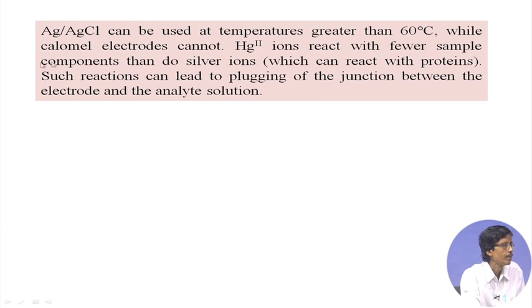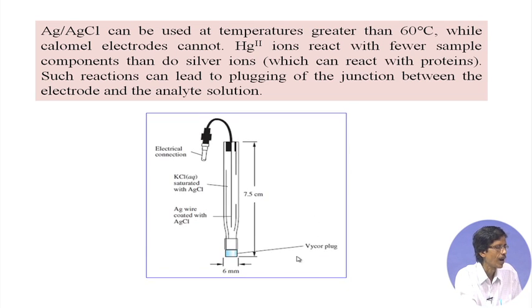So, if you have a silver chloride electrode, it has a typical advantage: at temperatures greater than 60 degrees we can monitor, while the calomel electrodes we cannot. So, that is why the design of these different electrodes is changing with time, and the corresponding design for its size, shape and everything. But we should always know how the original electrode has been designed.